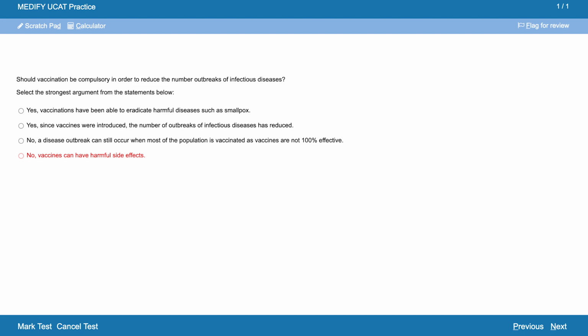This is actually pretty irrelevant in response to the question. It doesn't talk about vaccines or linking them to reducing the number of outbreaks at all. And you can see that it's introduced a new topic of side effects which isn't mentioned at all in the question. So if you ever see a statement in this sort of question type introduce a new topic that you haven't seen in the question, then you can immediately eliminate that.